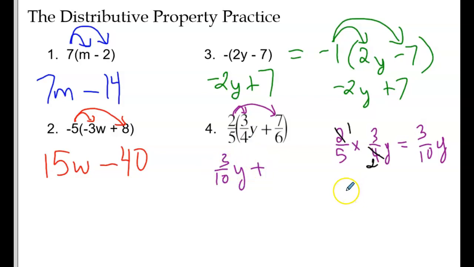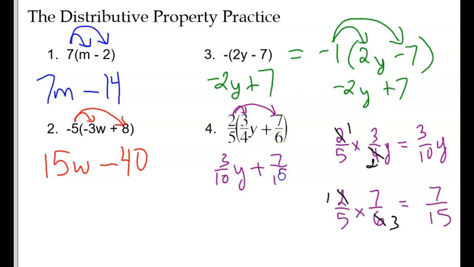And that's going to be plus 2/5 times 7/6. Again, let's cross reduce. 2 goes into 2 once. It goes into 6 3 times. 1 times 7 is 7. 5 times 3 is 15. It's going to be 3/10 y plus 7/15. And that's how we use the distributive property.